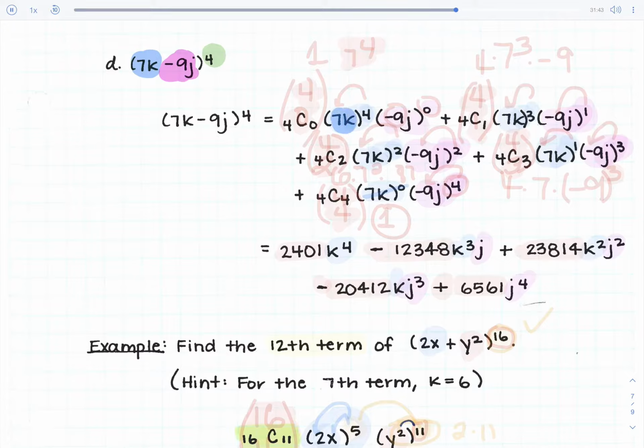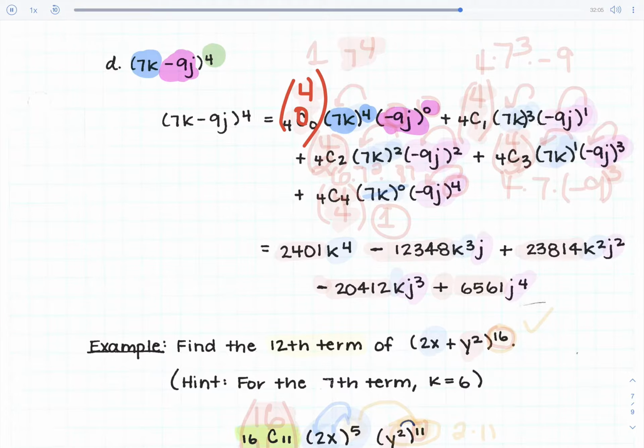So let's start out with the 7k. The first piece should be raised to your highest exponent, the fourth. But then your negative 9j, we shouldn't have any of those, so it should be raised to 0. And we still have to do our combination that's out in front. The combination will be that our power is 4, and we'll start out with the lowest, the 0.